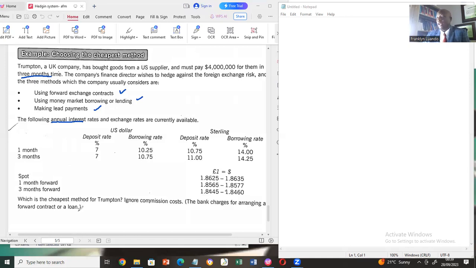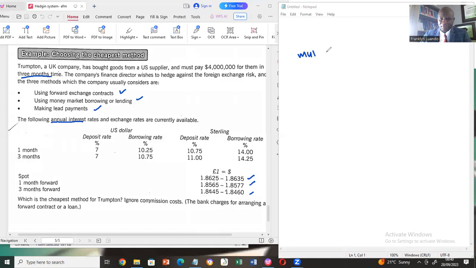So I want to explain the quotation of foreign currency, when to divide and when to multiply. Here the spot quotation is £1 equal to dollars, so these amounts are in dollars. Now the question is, when do you multiply to convert to domestic currency?